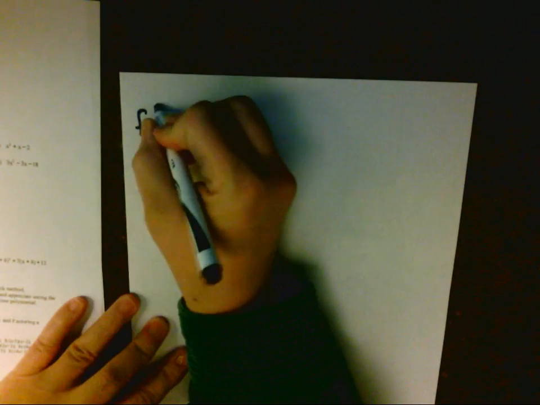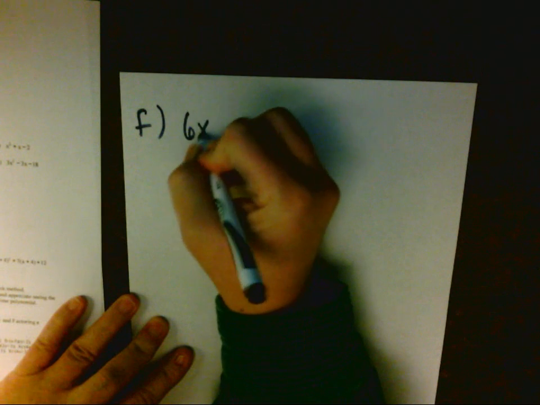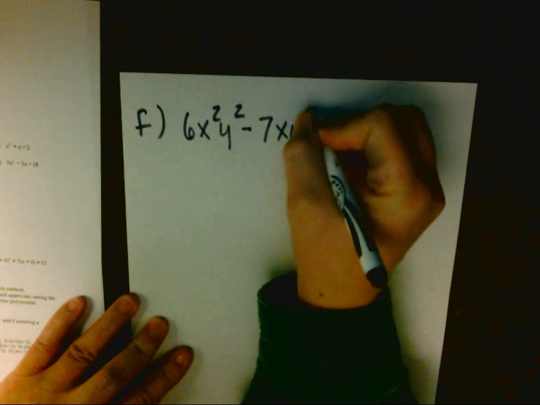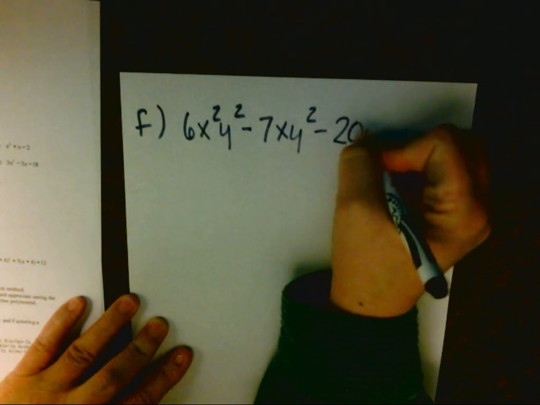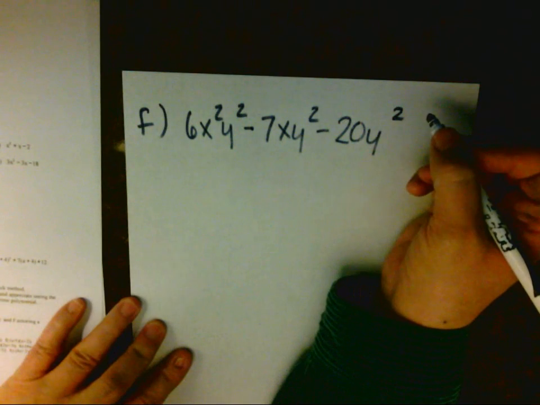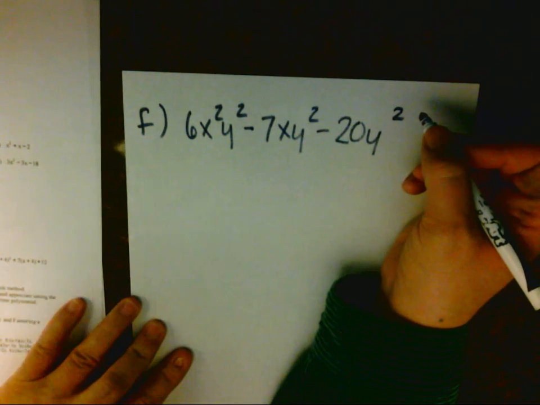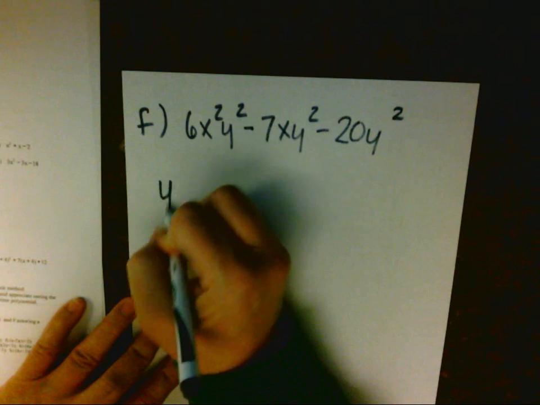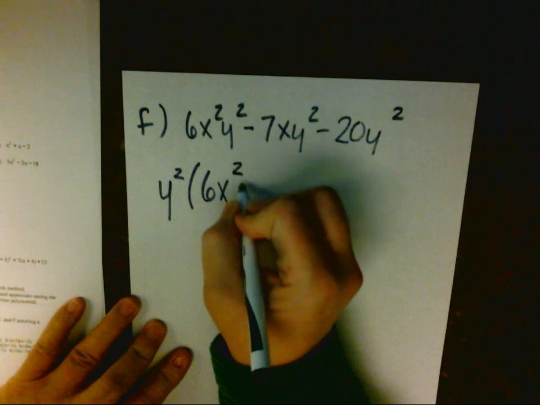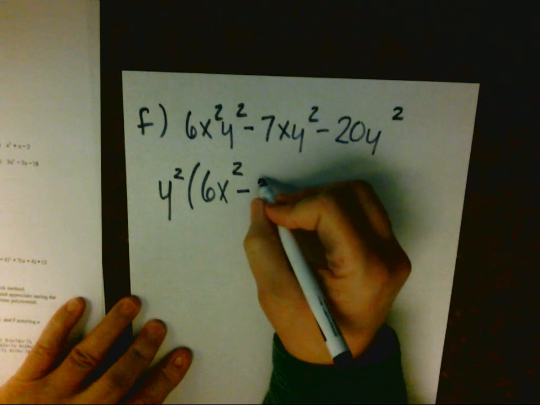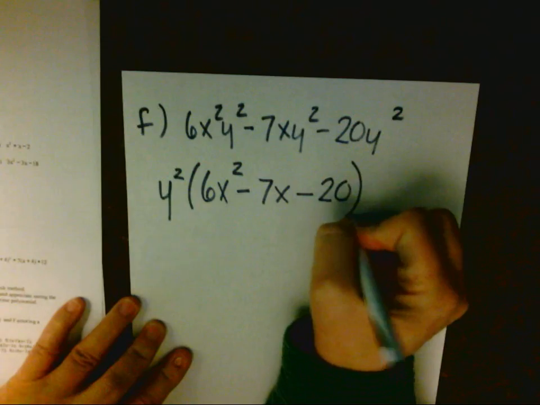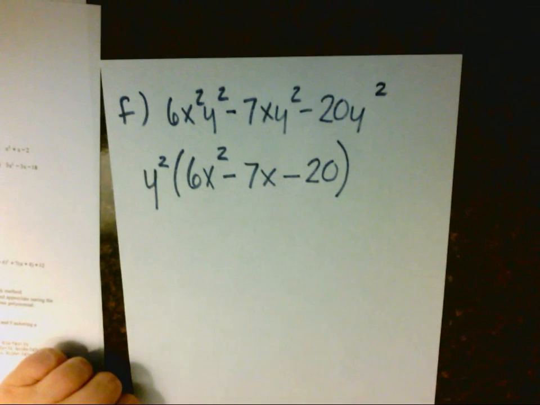2F is 6x to the second y to the second minus 7x y to the second minus 20 y to the second. I sure said y to the second a lot. I know that I have that in common. But no numbers. Okay, so I'm going to take the y to the second out. That leaves a 6x squared minus a 7x minus a 20. So I factored out the greatest common factor.